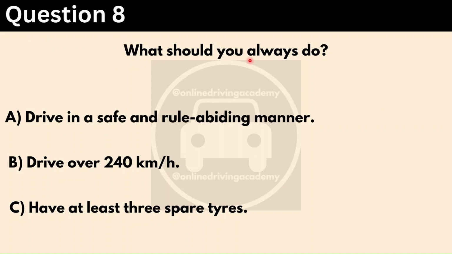Question 8. What should you always do? Is it option A, drive in a safe and rule-abiding manner? Is it option B, drive over 240 kilometers an hour? Or is it option C, have at least 3 spare tires? Now, you have to have at least 1 spare tire in your vehicle, so obviously option C cannot be correct. With option B, it says drive over 240 kilometers an hour. You know you cannot drive over 240 kilometers an hour on a public road. Therefore, option B cannot be correct. This leaves us with option A, and that is your correct answer. You should always drive in a safe and rule-abiding manner.